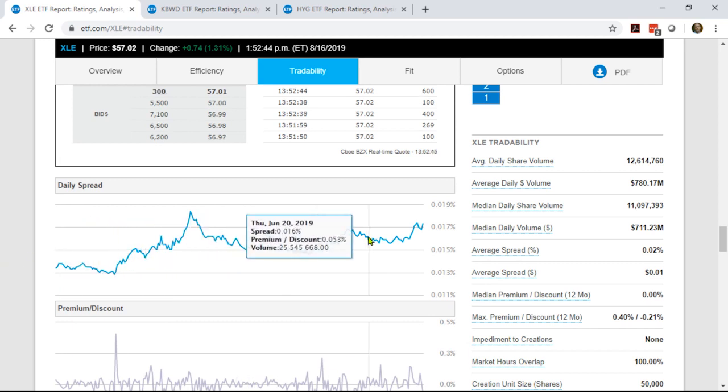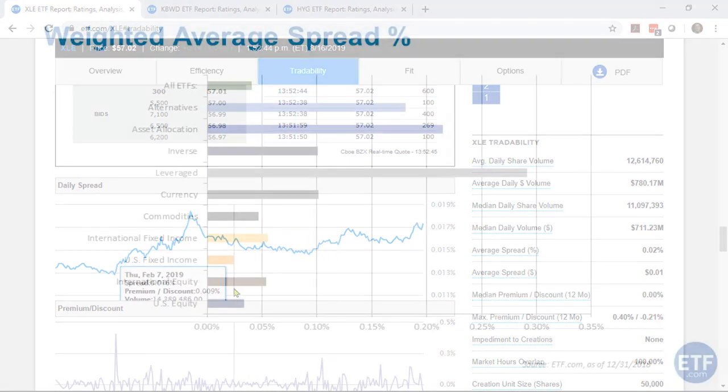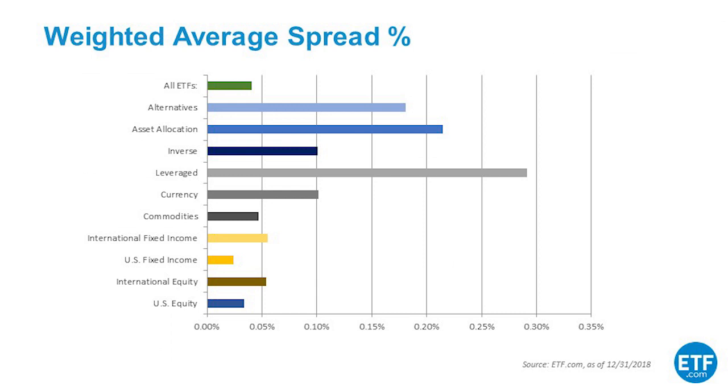So what's reasonable though? We do a study at the end of every year that looks at the weighted average spread across all funds and asset classes. And you can see here that for all ETFs, the average spread on any given day is about 0.04% or 4 basis points. So XLE here is very, very liquid indeed. But note, however, you should expect a more interesting, maybe more exotic ETF to trade more widely. A 20 basis point spread, say, on an alternatives ETF isn't outside the realm of possibility, even for an ETF with huge volumes.